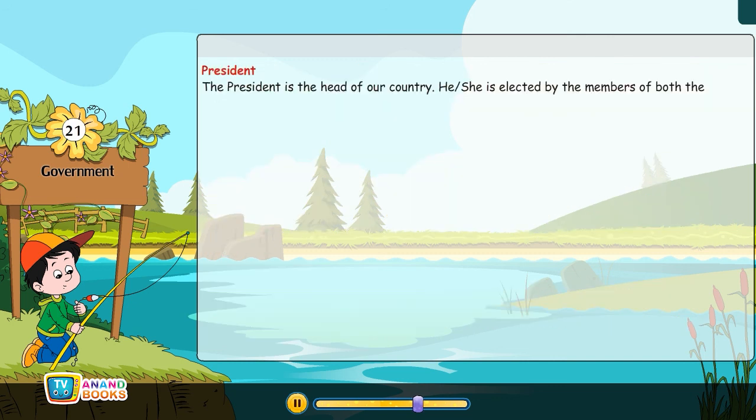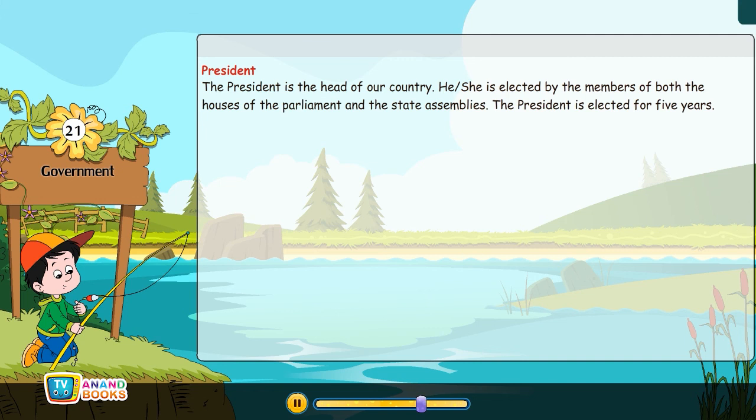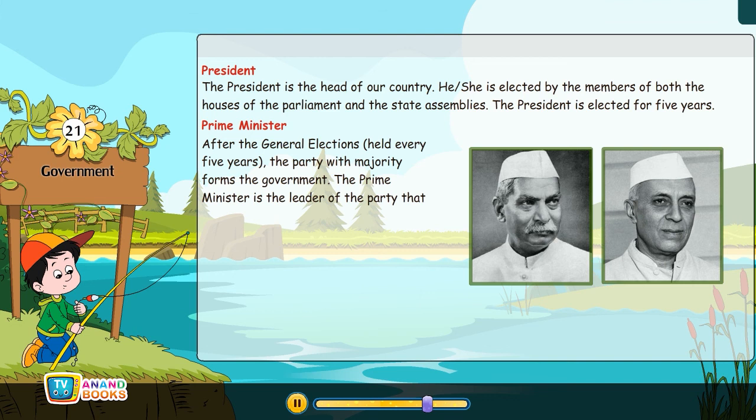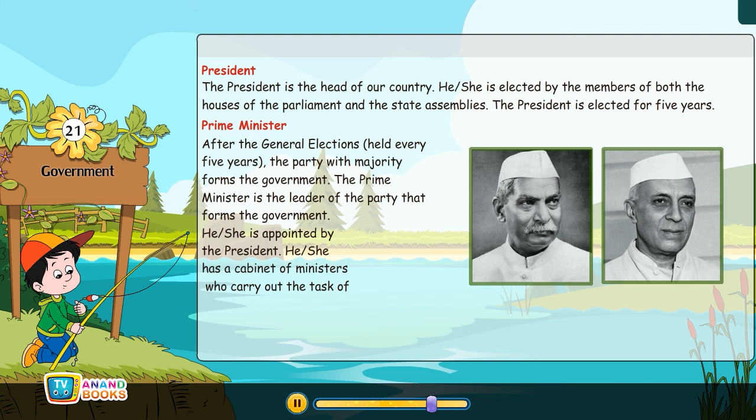President. The president is the head of our country. He or she is elected by the members of both the houses of the parliament and the state assemblies. The president is elected for 5 years. Prime Minister. After the general elections held every 5 years, the party with majority forms the government. The Prime Minister is the leader of the party that forms the government. He or she is appointed by the President. He or she has a cabinet of ministers who carry out the task of running the government at the center.